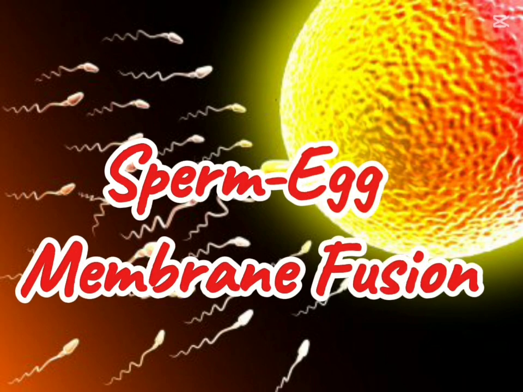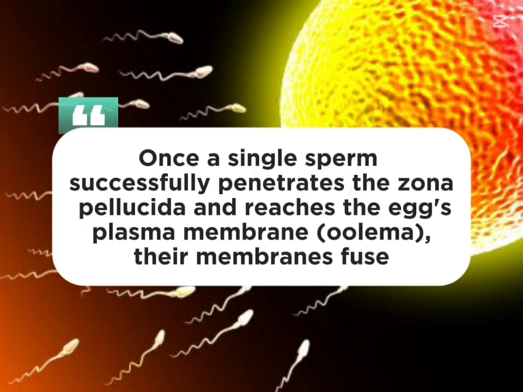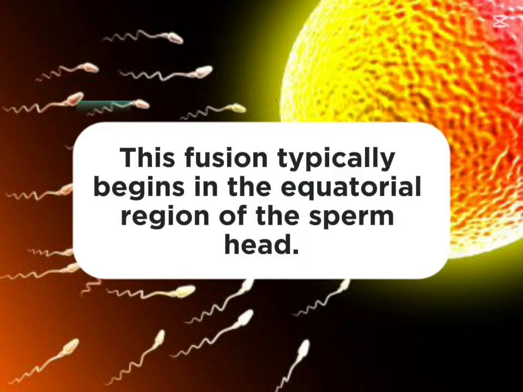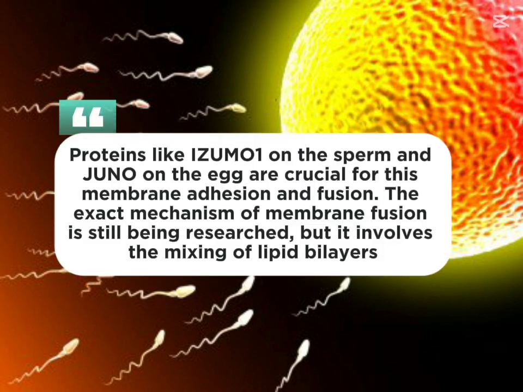Sperm-egg membrane fusion. Once a single sperm successfully penetrates the zona pellucida and reaches the egg's plasma membrane, the oolemma, their membranes fuse. This fusion typically begins in the equatorial region of the sperm head. Proteins like Izumo-1 on the sperm and Juno on the egg are crucial for this membrane adhesion and fusion. The exact mechanism of membrane fusion is still being researched, but it involves the mixing of lipid bilayers.